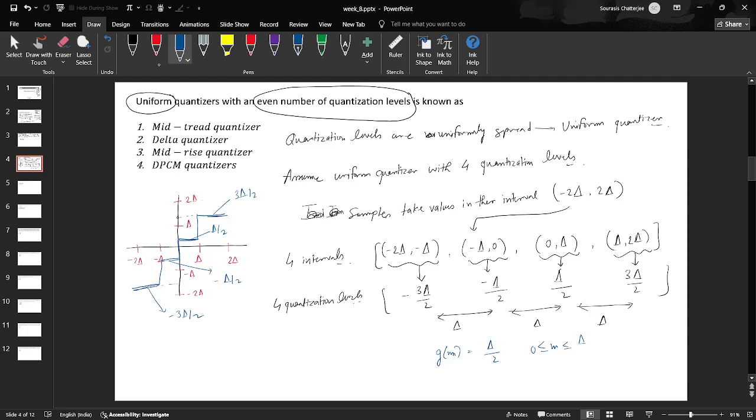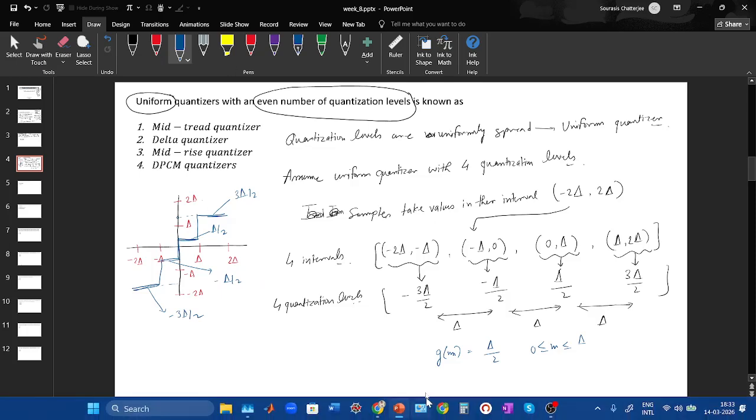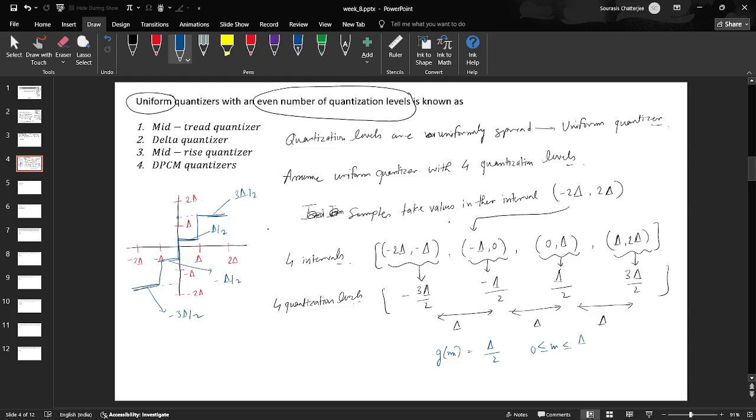So for this uniform quantizer with even number of quantization level, we are observing one particular kind of behavior. I believe you have also noticed that when it is passing through this 0 here, the level 0, it has a rising characteristics, right? So let me write it down. Rising characteristics when passing m equal to 0.